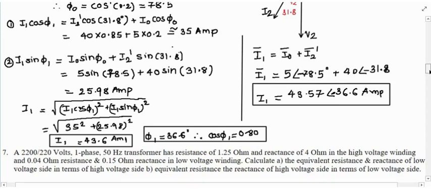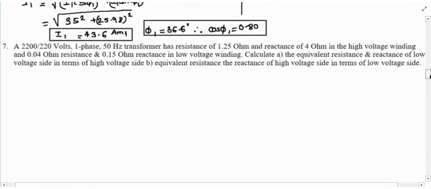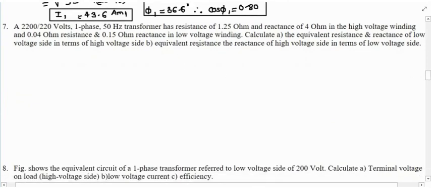Okay, let us move to the next problem. The next problem statement is a 2200 by 220 volt single phase 50 Hz transformer has a resistance of 1.25 ohm and reactance of 4 ohm in high voltage winding and 0.04 ohm resistance and 0.5 ohm reactance in low voltage winding. Calculate the equivalent resistance and reactance of low voltage side in terms of high voltage side. Means you have to find out all the quantities referred to the high voltage side, right?